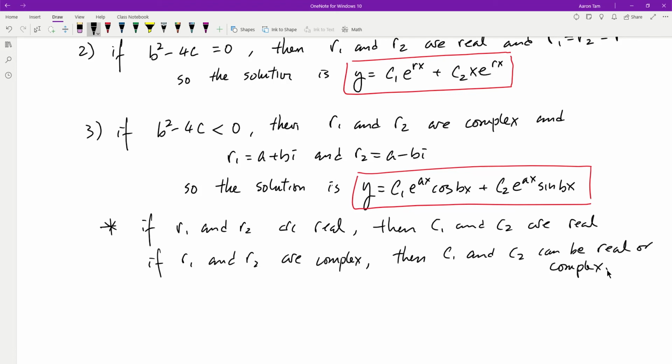Now then, what happens to C1 and C2? Whether they are real or imaginary, the values for C1 and C2 will be uniquely defined by using what we call initial conditions.